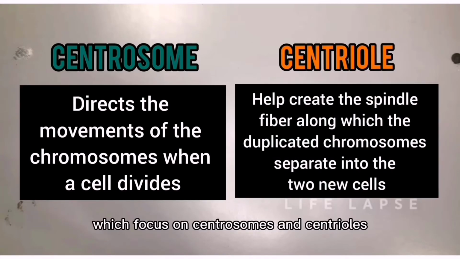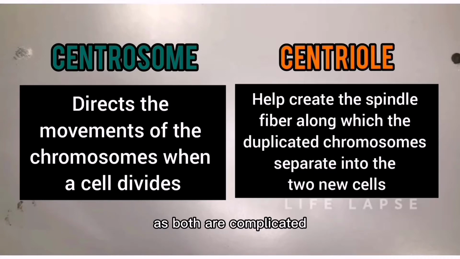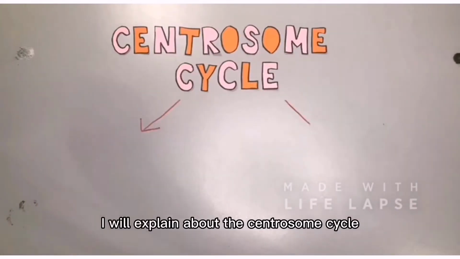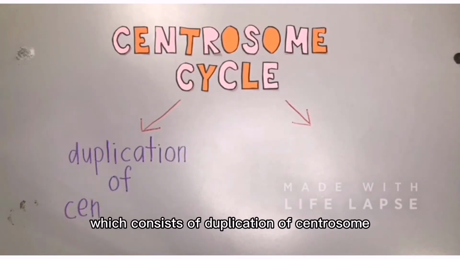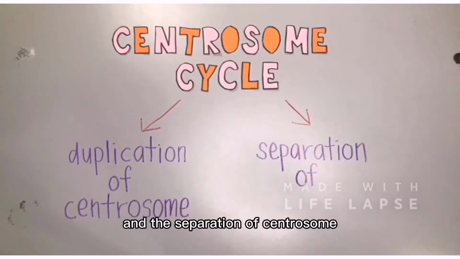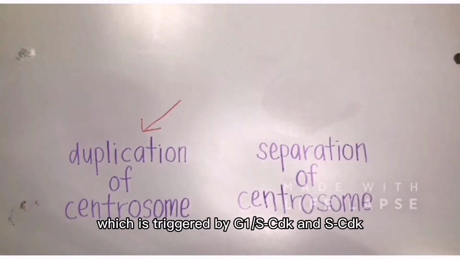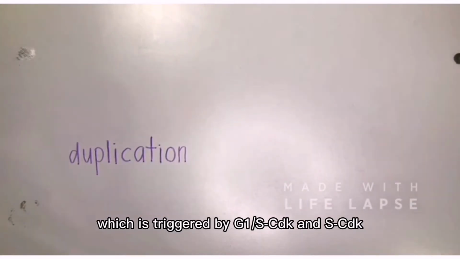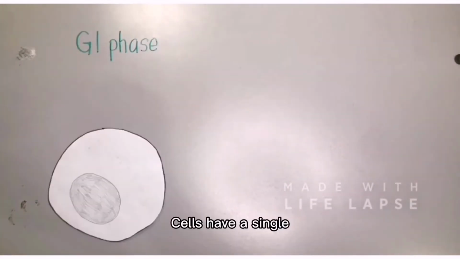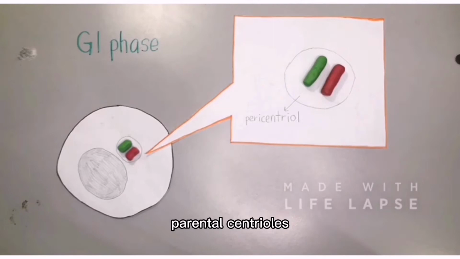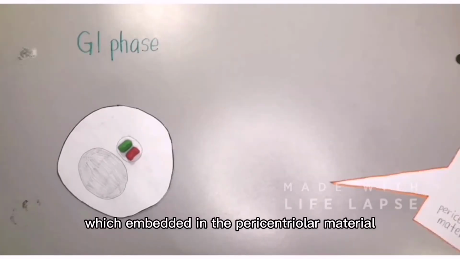Let's start with the first part, which focuses on centrosomes and centrioles, as both are complicated cell structures that are essential for cell division. Basically, I will explain the centrosome cycle, which consists of duplication of the centrosome and the separation of the centrosome. This process begins at the same time as DNA replication, which is triggered by G1/S-CDK and S-CDK. At G1 phase, cells have a single centrosome containing a pair of centrioles called parental centrioles, which are embedded in the pericentriolar material.